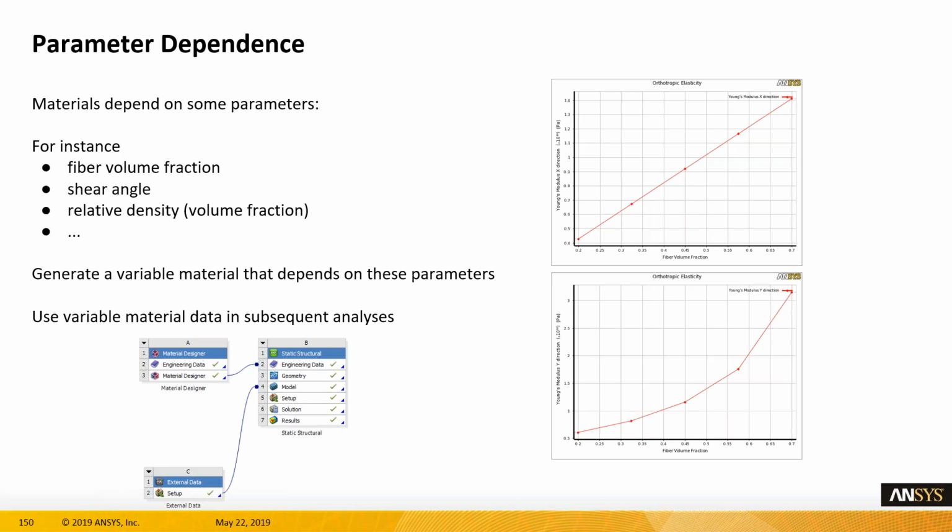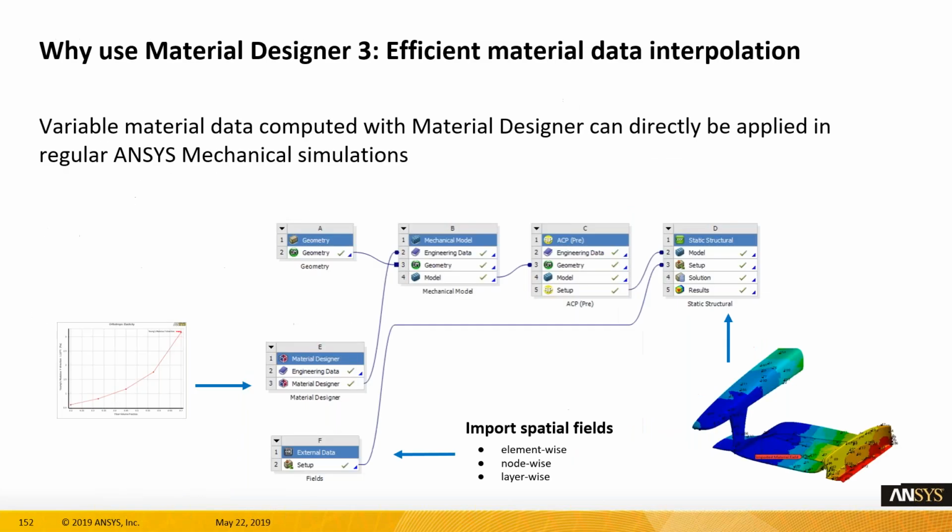So in the shear angle or fiber volume fraction, you will have a Young modulus in the y direction that is non-linear. Then you can apply that to the ACT or ACP module later on. And you can use this known fiber volume fraction or the shear angle dependence to calculate much more precise stress harmonics or displacement harmonics.